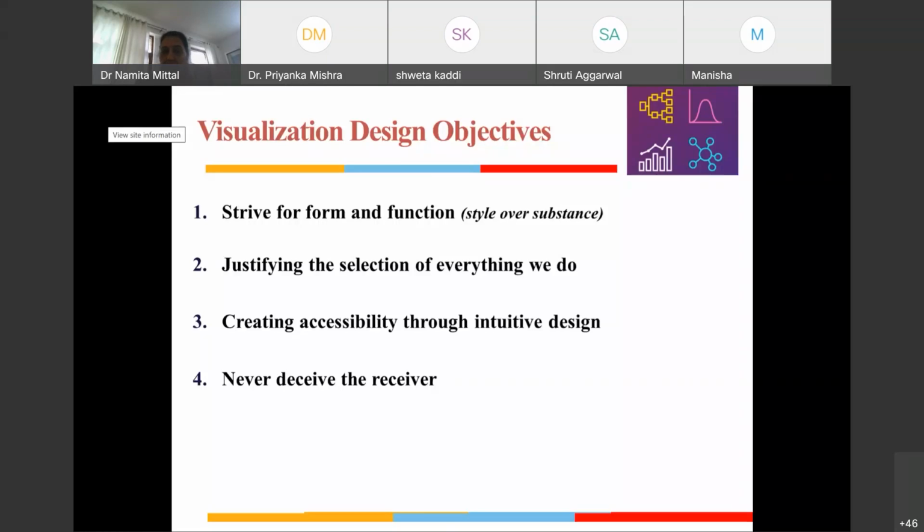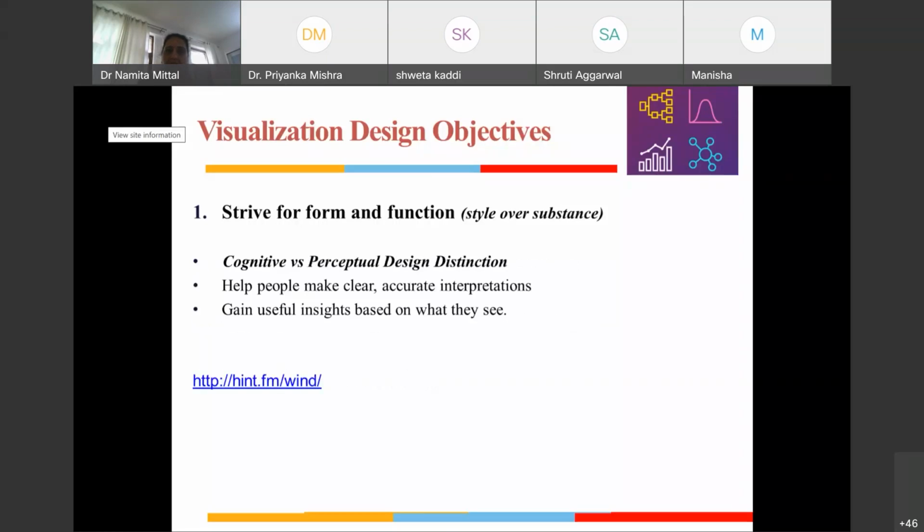So we'll take all these 4 objectives one by one. First is strive for form and function. What does it mean? The cognitive, as I keep on saying, cognitive is a load on brain. Perceptual design. We should make people clear and they should have an accurate interpretation. What is given, they should understand it, interpret it.